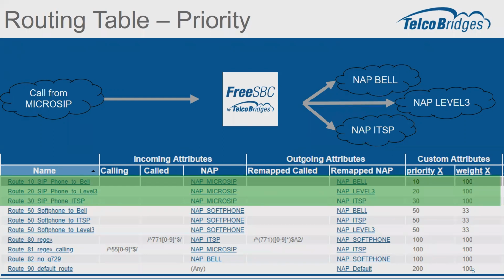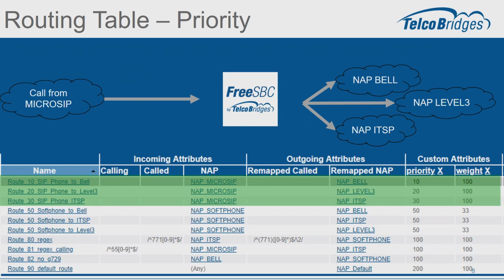So if a call comes in from the network called microSIP, then I will have three possible routes. One is called Bell, one is called Level 3, one is called ITSP, and Bell will be chosen as the first possible route. If that route, for example, is down or for some other reason, it's going to try the next route, and the next one if, again, it's busy or occupied. All right? Makes sense.